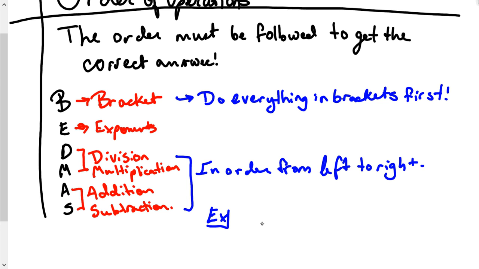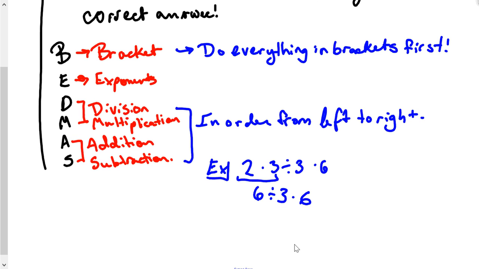So I'll do a quick little example here. If we had 2 times 3 divided by 3 times 6, some people might do this bit first at the same time as doing this. Don't do that. We are going to make sure that we do one set of operations at a time. So this would be 6 divided by 3 times 6, and 6 divided by 3 is 2, times 6 to give us 12.